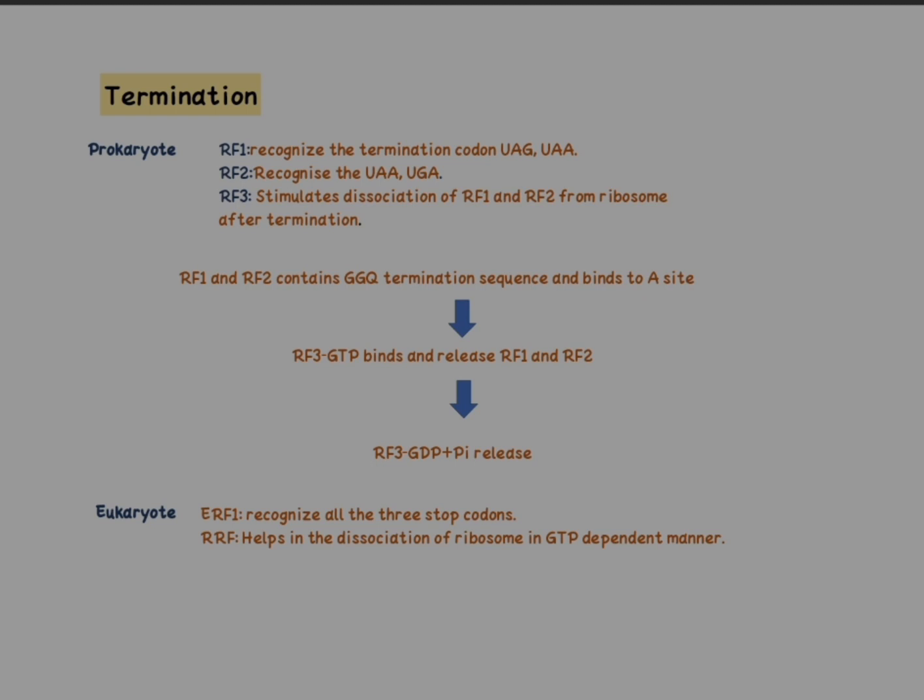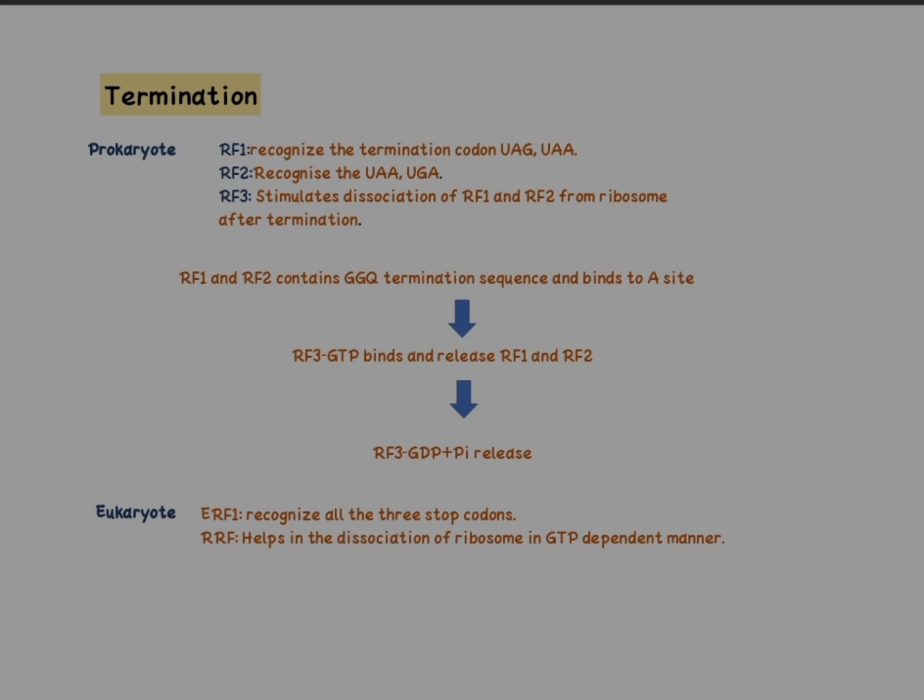Release factor 1 recognizes the UAG and UAA stop codons. Release factor 2 can recognize UAA and UGA, and release factor 3 helps in the dissociation of RF1 and RF2 after the termination process. RF1 and RF2 actually contain one termination sequence called the GGQ sequence. So they bind with the A site, and then terminate the entire translation process, and RF3 along with GTP helps in the dissociation of RF1 and RF2. Hence the translation process is terminated in prokaryotes.